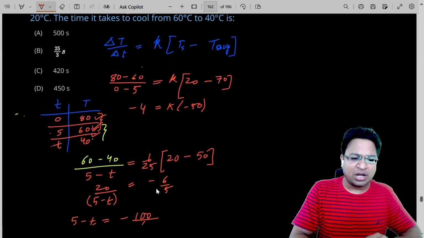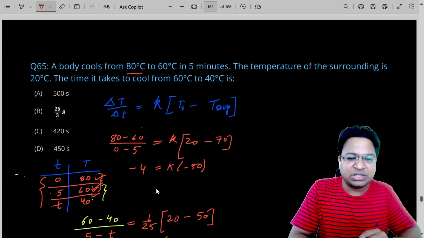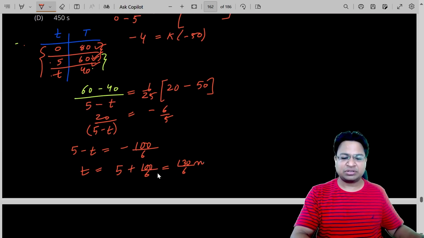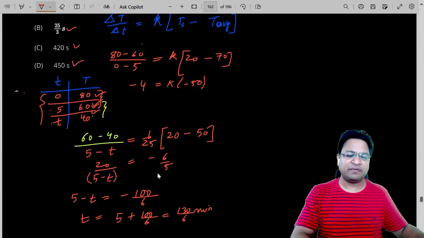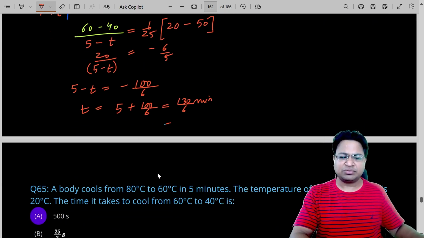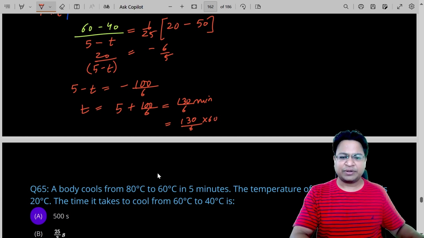Now keep in mind, guys, these are the times that we considered in minutes. So what we are getting here is in minutes. If I see the options, all the options are in seconds. So I will convert it into seconds. So 130 by 6 into 60.